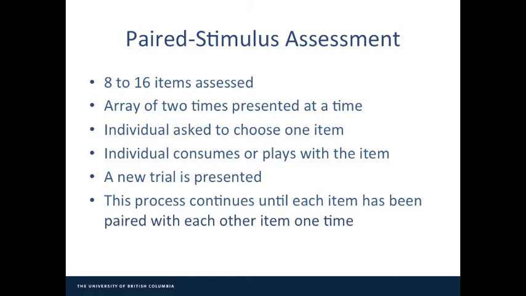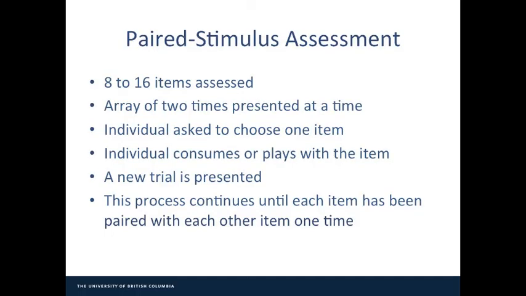When we're conducting this assessment, we present two items at a time. Instead of presenting all the items together, we just present two. Let the individual select their favorite of those two, and then provide them with an opportunity to consume it if it's food, or play with it if it's a toy, and present a new trial. We continue this process until each item being assessed has been paired with each other item at least one time.